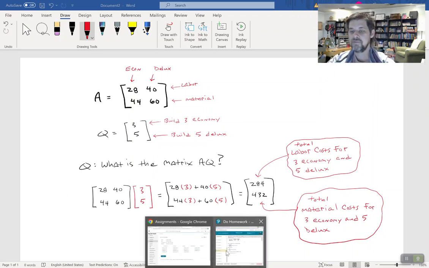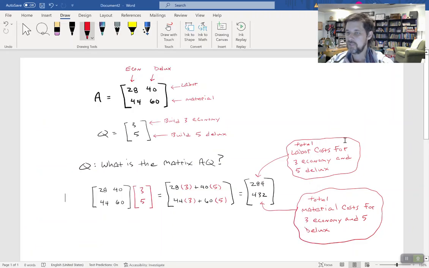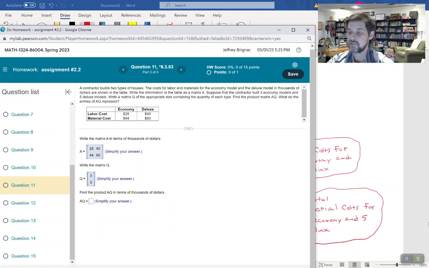Now I want to leave the rest to you to fill in what matrix A times Q is, and then there's one more part where it will ask you for the interpretation of each of these numbers, but I've spelled that out right here. Think about what you would get with this given information if you multiplied and added the numbers together in this way. That's the final interpretation and the last part of this question that you're going to see.